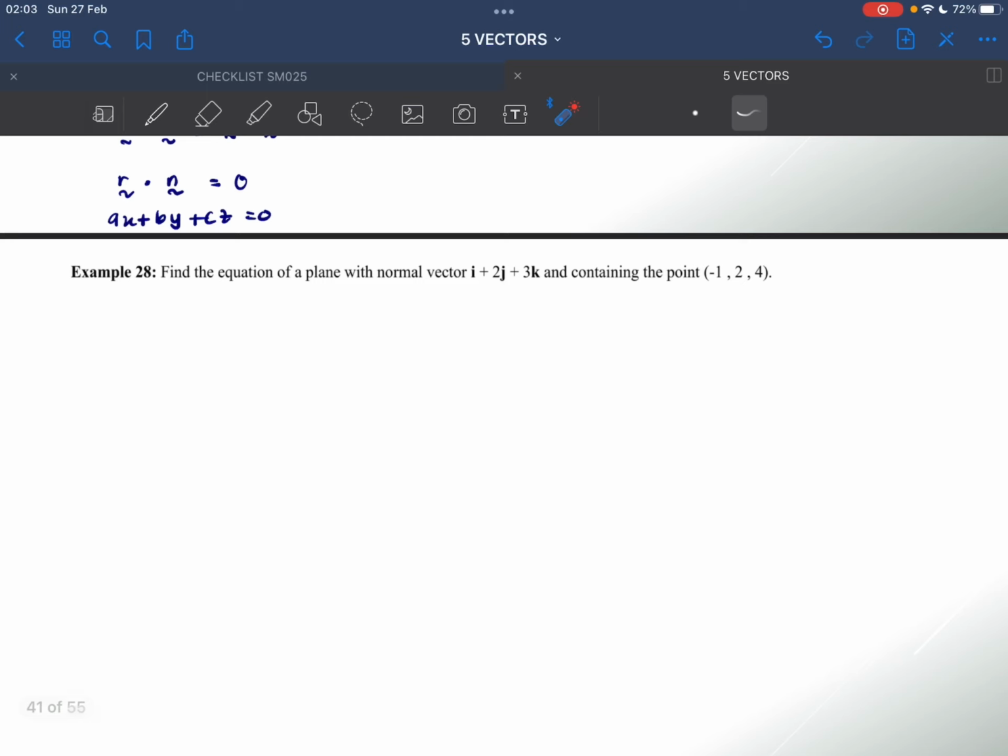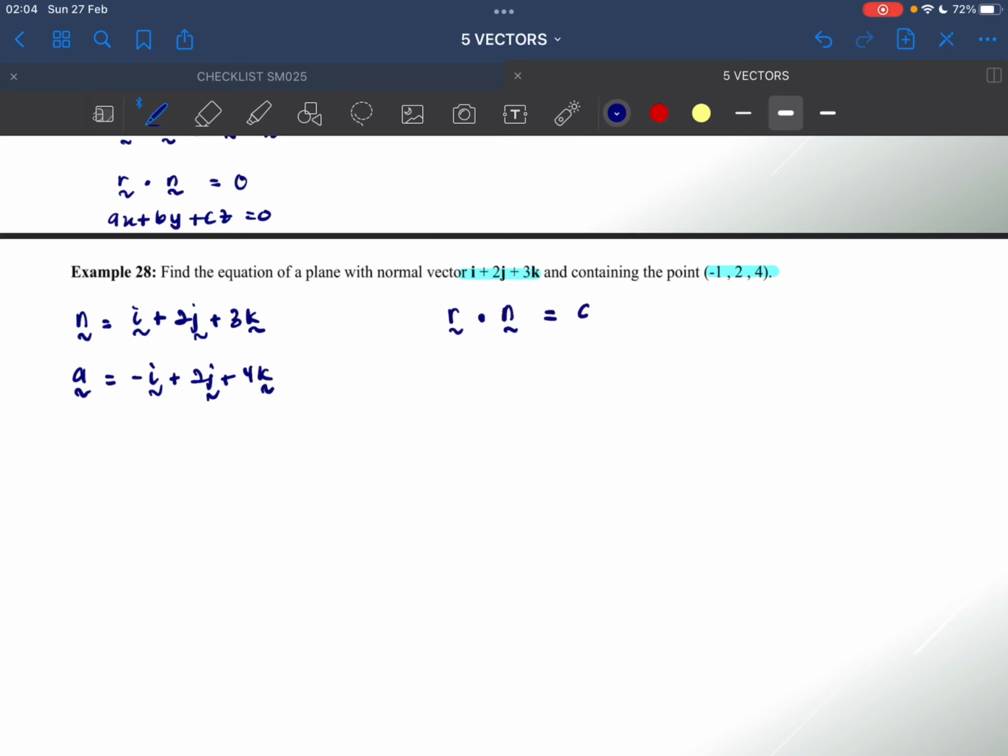We have example 28. Find the equation of a plane with normal vector i plus 2j plus 3k. So this is your normal vector. Okay, so label that as n equals to i plus 2j plus 3k, and containing the point negative 1, 2, 4. So that is your A. Okay, negative i plus 2j plus 4k. Okay, so if the question asks to find the equation of plane, the first thing that you have to do is write the formula. r dot n equals to a dot n. Okay, that is the first thing that you have to do.